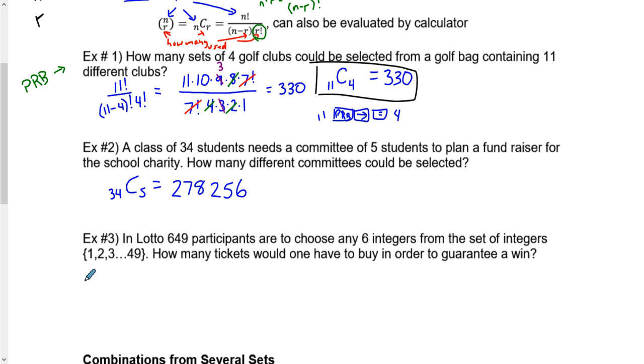So if we have a total of 49 numbers to select from, and we have to take 6 of them, that's 49C6. Which means there are 13,983,816 different tickets that could possibly be issued.